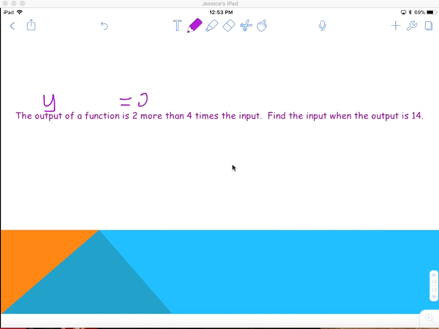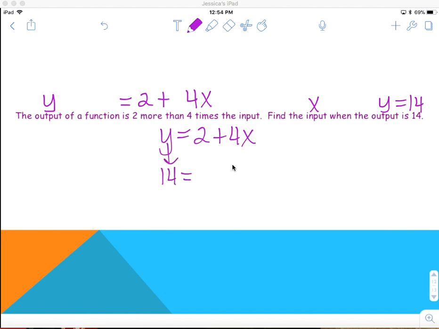2 more than means we have 2 plus 4 times the input. Remember, input means x, so that means we have 4 times x. Here is my equation based off the first sentence. Then it says find the input, so we're trying to find x when the output, y, is 14. So they have given us y, we need to find x. This is very similar to the lesson we did on function notation. I'm going to plug in 14 for y, and then I'm going to solve for x.